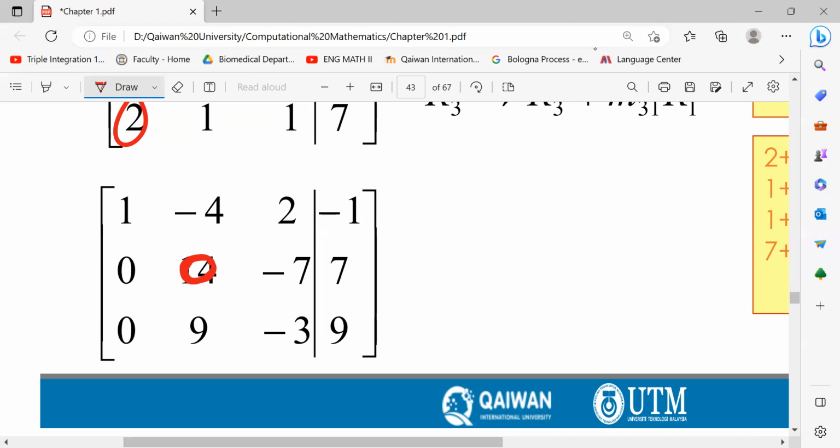We have to swap them and then do it. Okay? Because the leading entry for this row is here, but for this row is there. It's not correct. The leading entry of the below one must be in the right of the above. Okay?